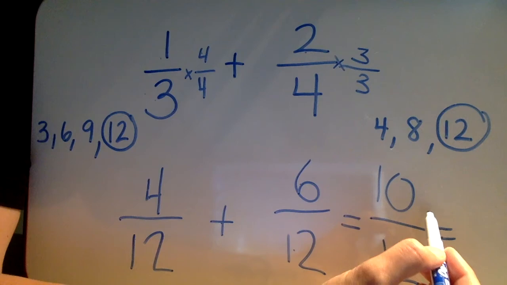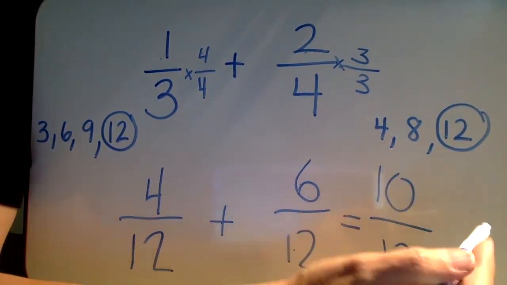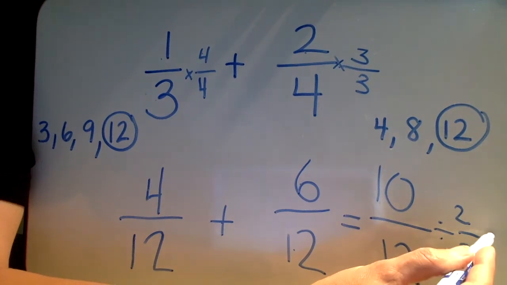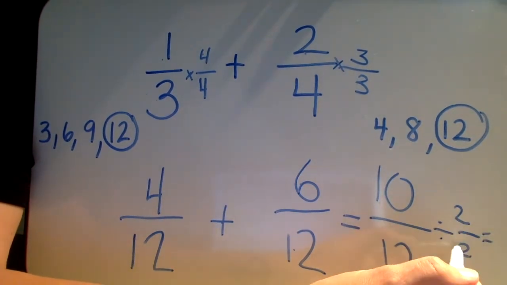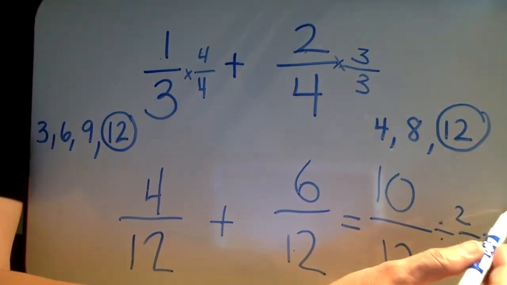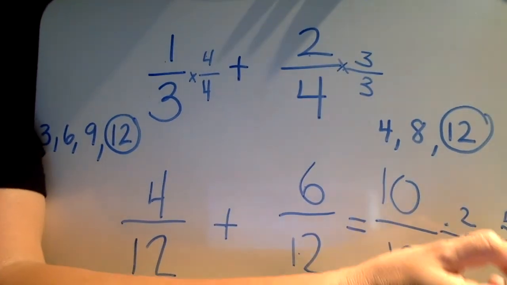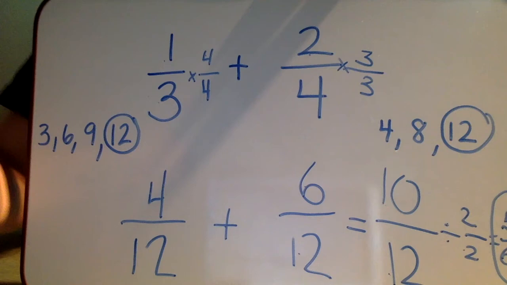So if I divide this by 2 over 2, because I can still make an equivalent fraction as long as the numerator and denominator are divided by the same value. 10 divided by 2 is 5. 12 divided by 2 is 6. And now I'm in simplest form at 5/6.